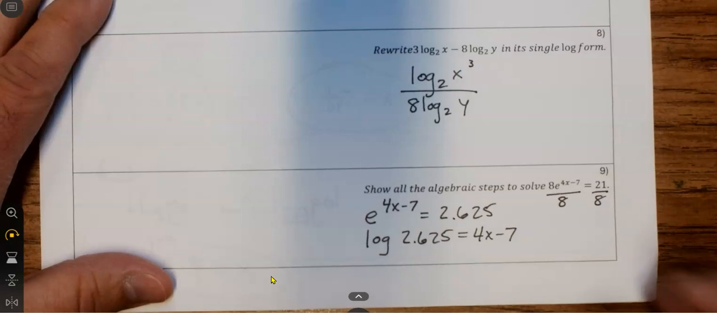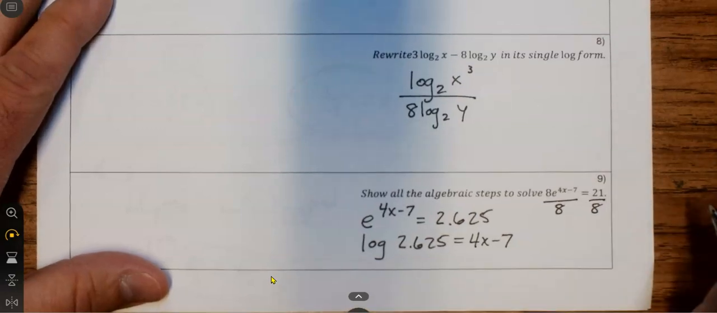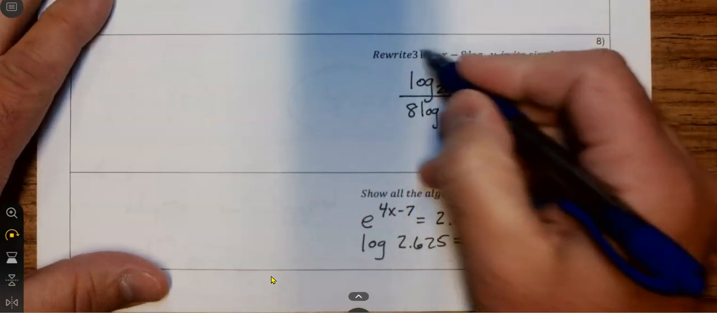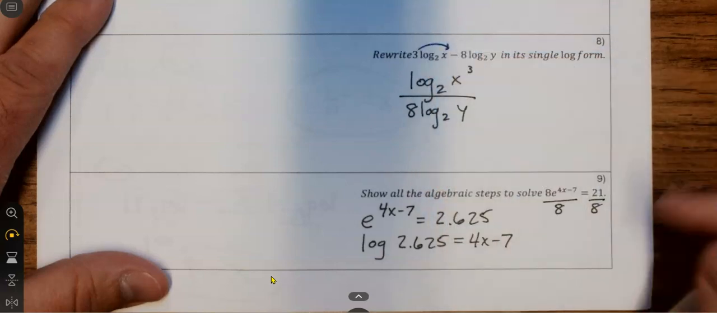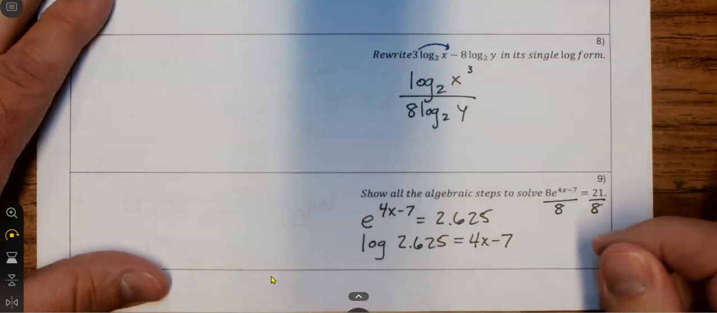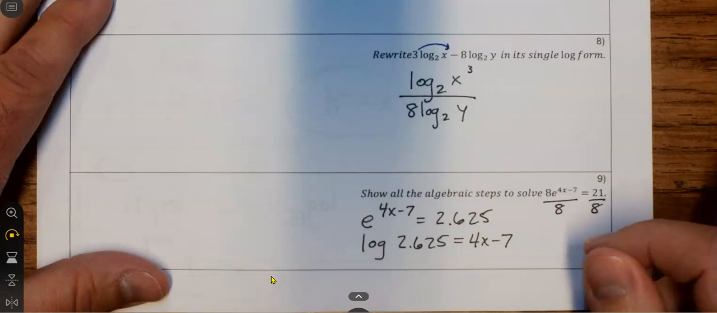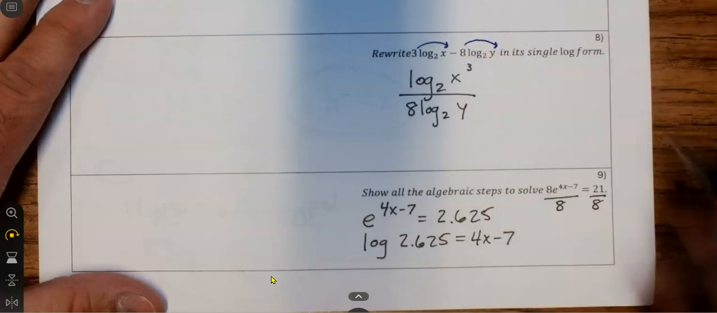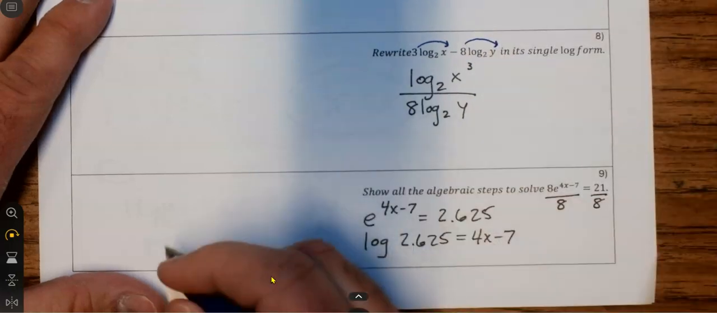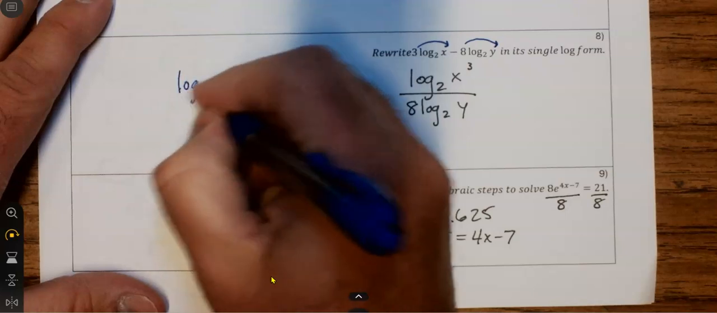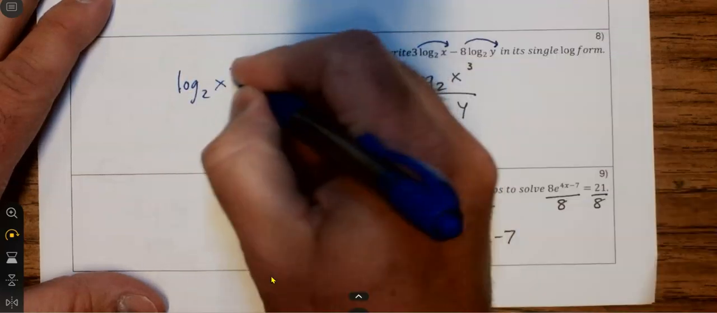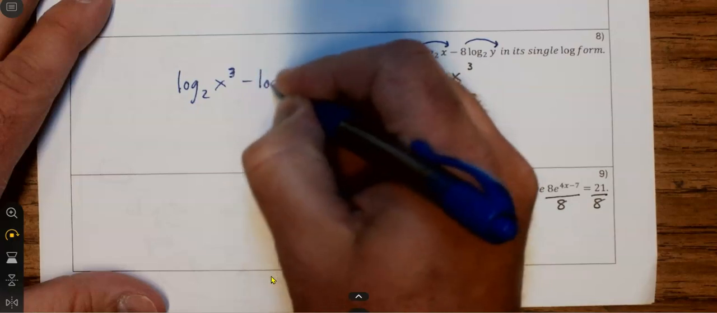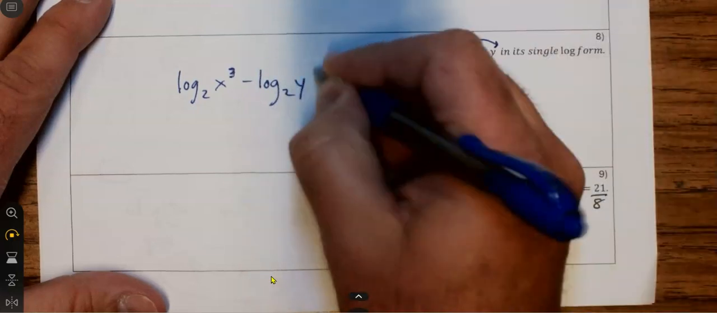On question 8, about the only thing I could give this person credit for is they took the 3 and they moved it up and they made it an exponent on the x. Other than that, they didn't do anything else correct. But they at least did that. Should they have done the same thing with the 8? Yes, they should have. Should have moved it up. Alright, so that would be log base 2 of x cubed minus log base 2 of y to the 8th.